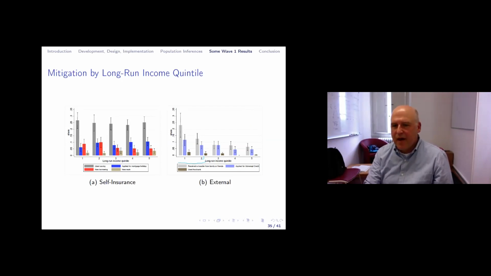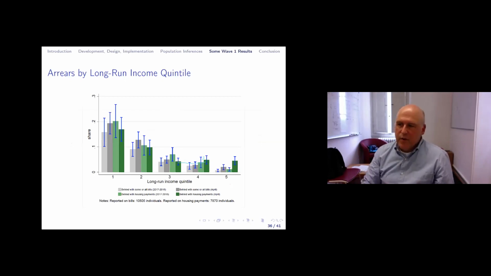So this is interesting, and this is by long-run income quintile. So in the long-run income quintile, a lot of people receive transfers, money or goods that they don't pay for from family or friends. We can see lots of people right across the income distribution using savings. New borrowing is higher at the bottom of the long-run income distribution than higher up the long-run income distribution.